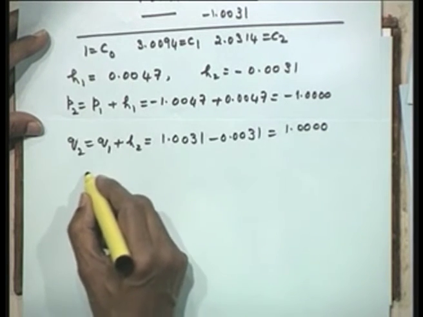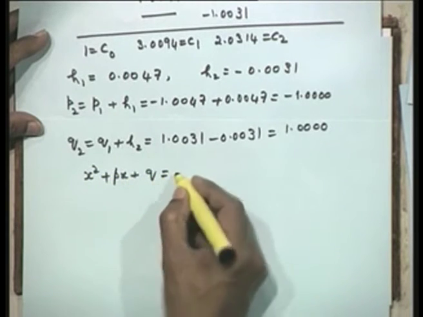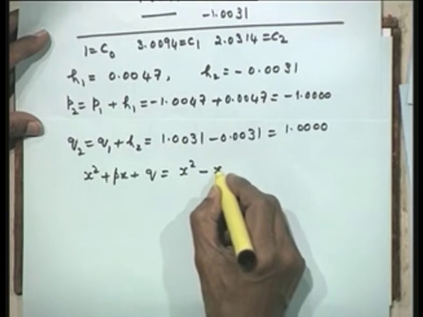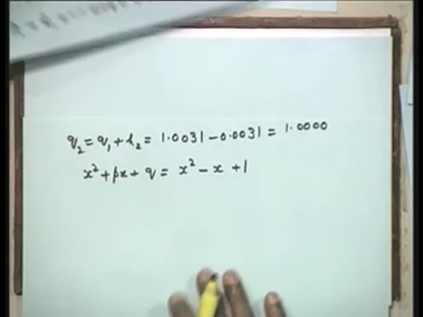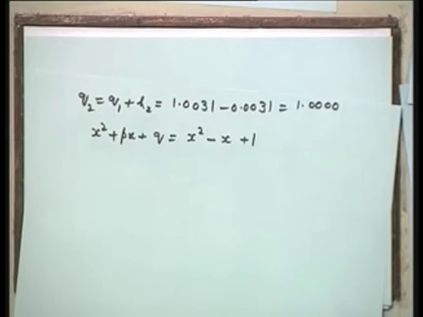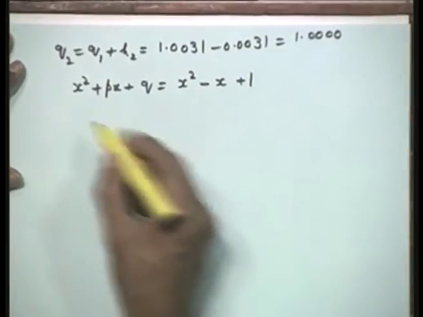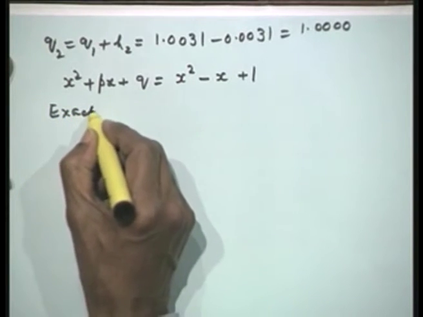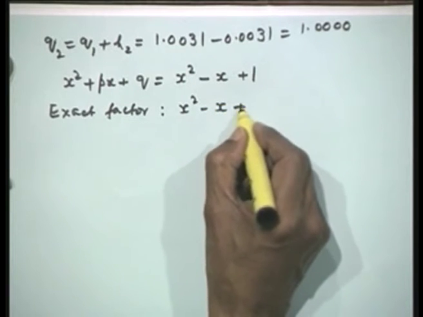Therefore, the quadratic factor that is extracted is x squared plus p x plus q, that is x squared minus x plus 1. And it so happens that this is also the exact quadratic factor. Here we are able to get the accuracy because of H1 plus H2, already you can see the required accuracy has been obtained, and the exact factor is x squared minus x plus 1.